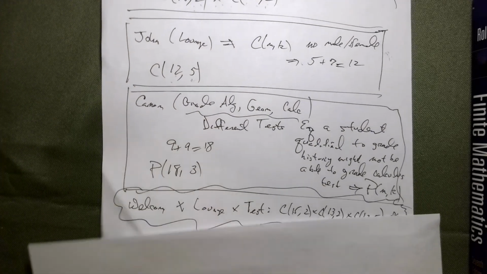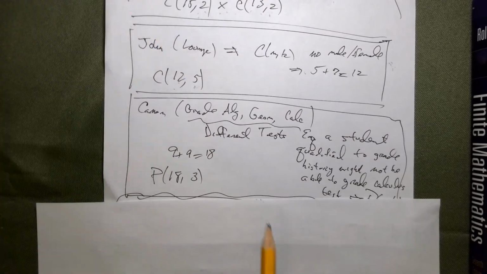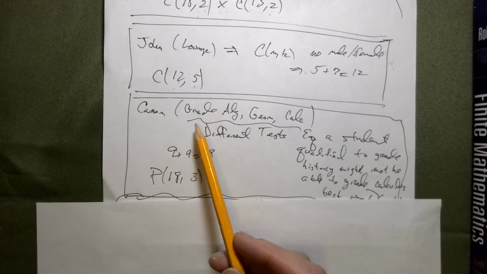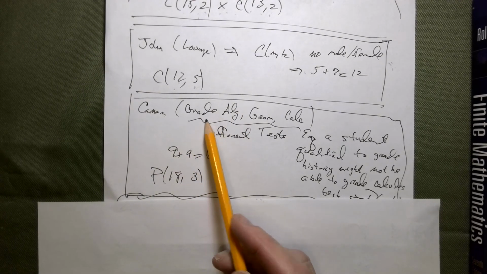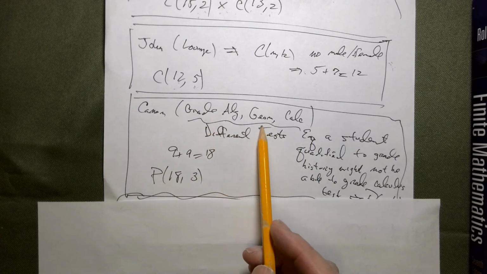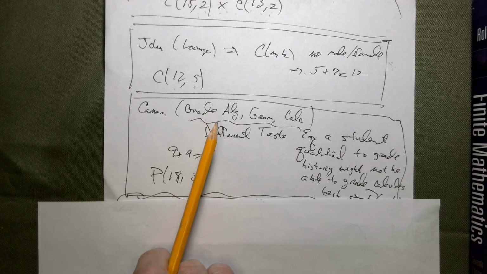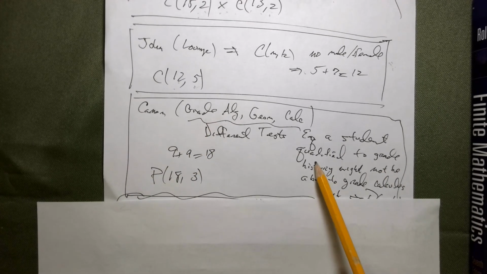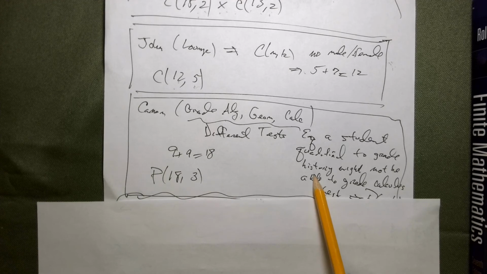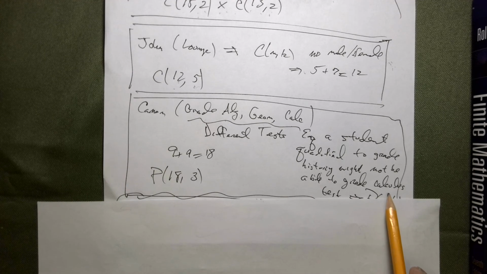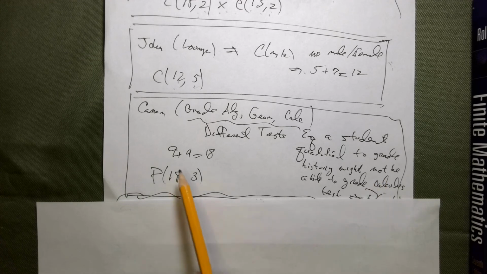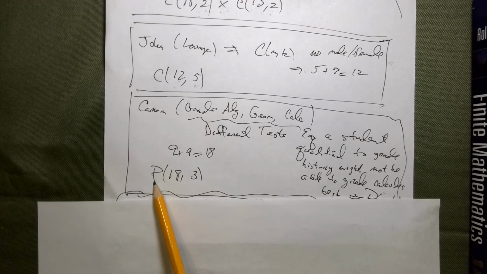Okay, the last one now. This one's going to be a little bit tricky. Cannon is asked to do what? 3 students to grade algebra, geometry, or calculus. Let me ask you this question. Suppose a student is qualified to grade a history test. Are they also automatically able to grade calculus? No. That's telling me there is a difference. So what we're saying here is the order is important.